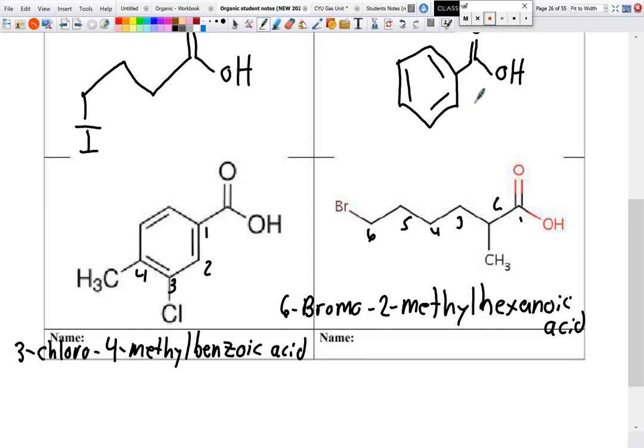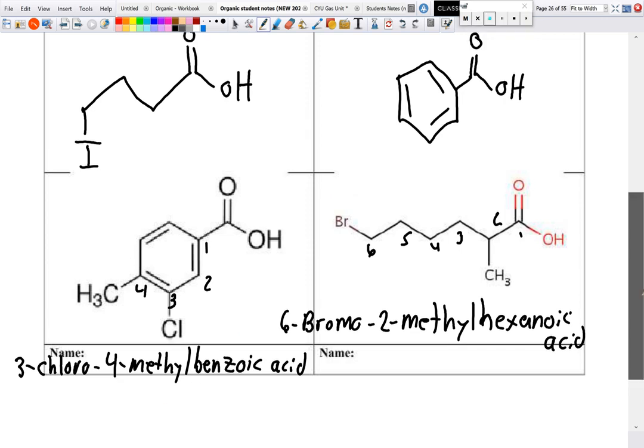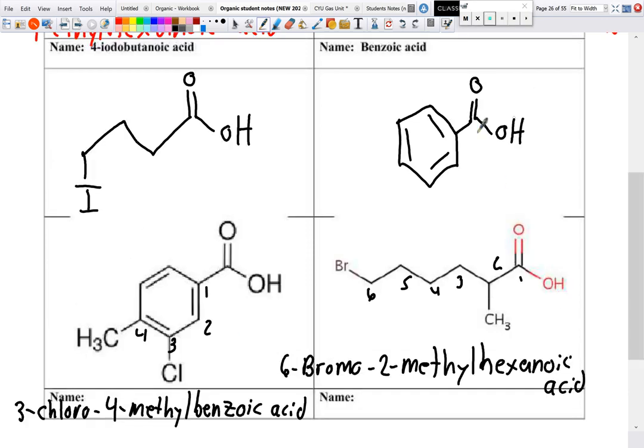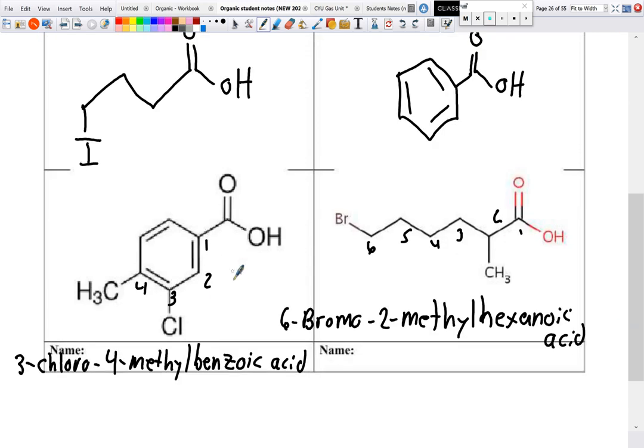All right, and that's what these look like. So we have our 3-chloro-4-methyl benzoic acid. It looks exactly like the one I drew up there. So we do have our benzene as the parent with, of course, the carboxyl functional group off the end. And then our second one here, we got our 6-bromo-2-methyl hexanoic acid, and that is the numbering and everything like that there.